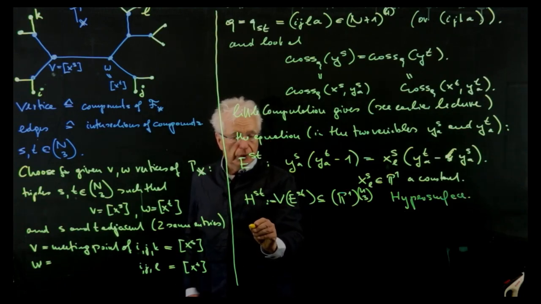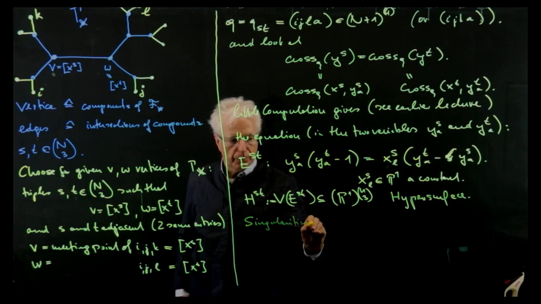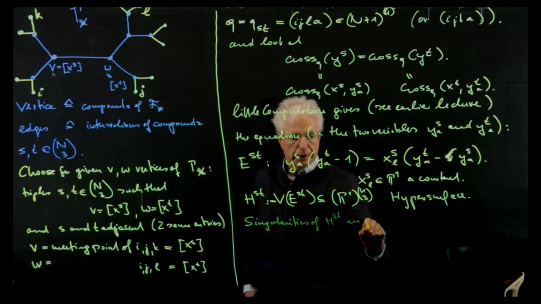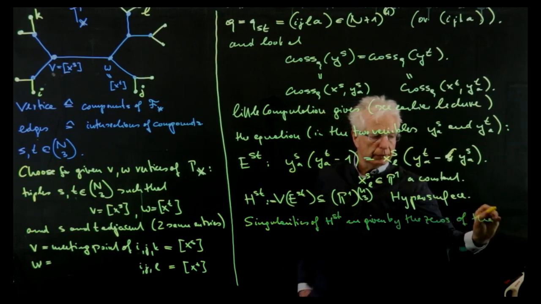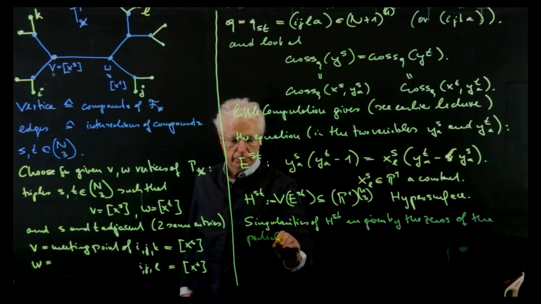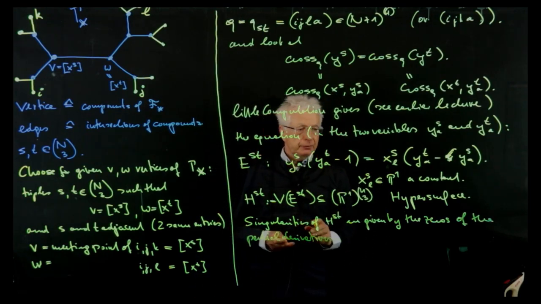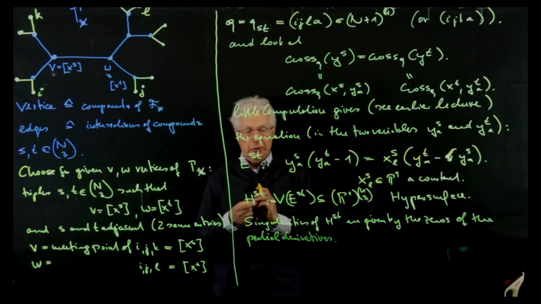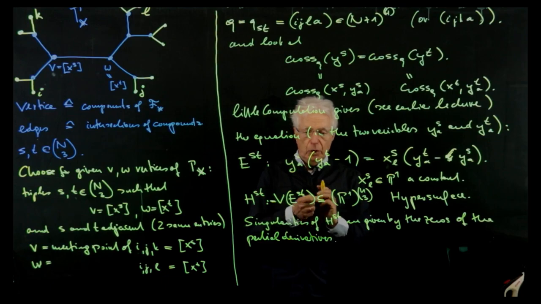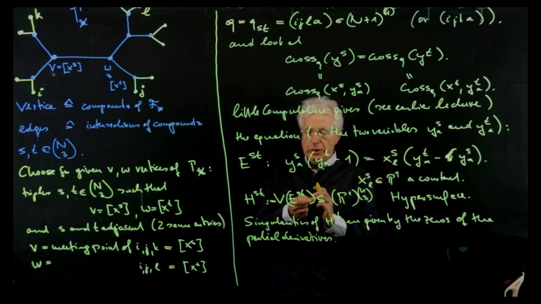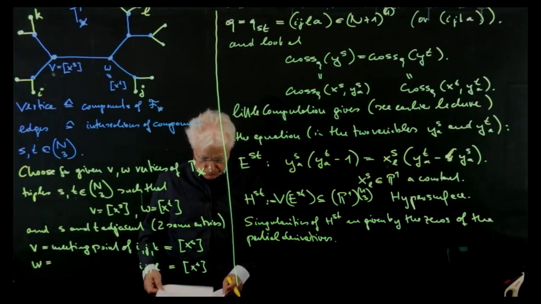So the singular locus, the singularities, the points where it is not a manifold, of HST are given by the zeros of the partial derivatives. If you're not familiar with this: if one partial derivative does not vanish at a certain point, then we have a locally smooth hypersurface at that point. And only if all derivatives vanish and the point where it vanishes lies on the hypersurface, then we will have a singularity there.